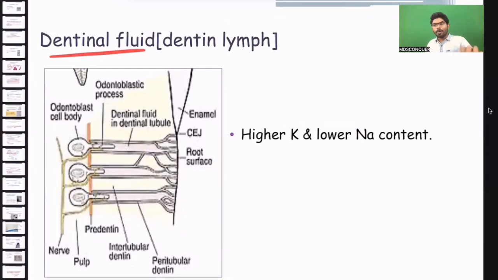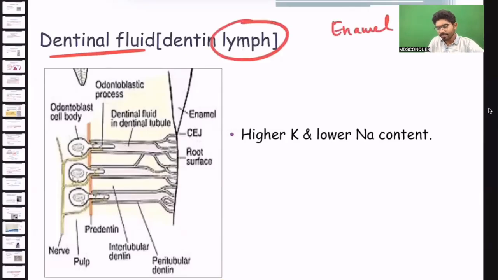The very important thing that causes discomfort to the patient is the dentinal tubule fluid. It is also called dentinal lymph. Any lymph in enamel? No lymph in enamel, no lymph in cementum. Basically, the lymph concept is not there in dentin, but dentinal fluid, they call it lymph. Is pulp having lymph? Yes, pulp has lymph, lymphatic supply, lymph vessels and everything.